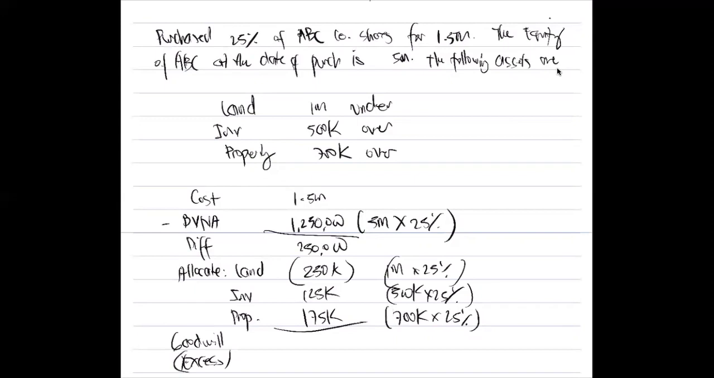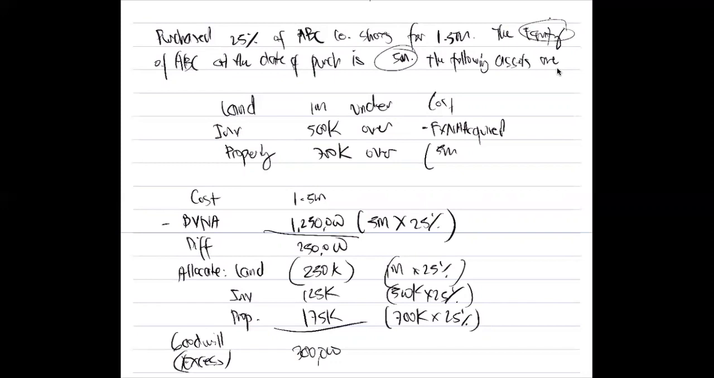Plus 125 plus 175,000. Okay, so our answer is 300,000. This is how your textbooks discuss it. But for me, what I do is I just get the cost and then I deduct the fair value of net assets acquired. Okay, so here we have 5 million, right? That is the equity or the net asset.